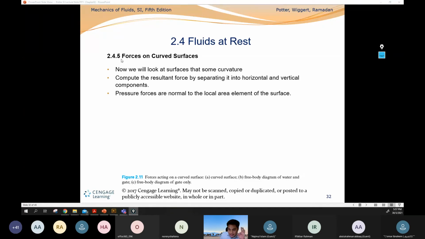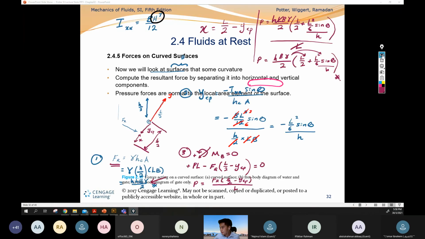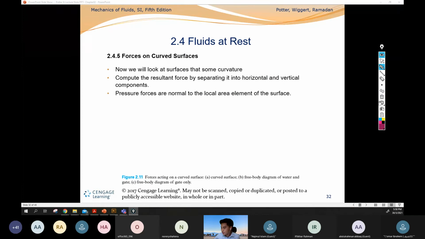Okay, so next we cover the forces on the curved surface. Previously we covered the vertical plane area, right? So now we have the curved surfaces. Alright, so for simplicity, let me draw the curve. So what do you understand for this curve? Okay, we have the curve. Alright, so this is our plane.